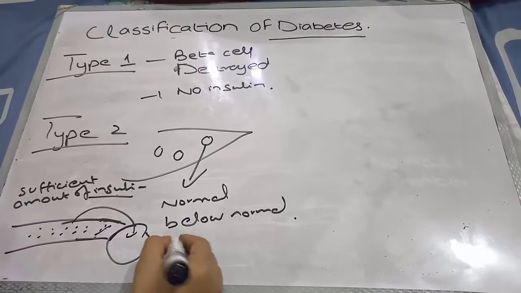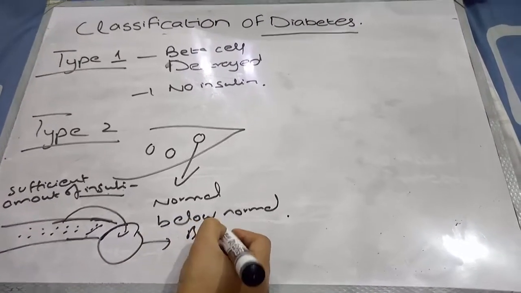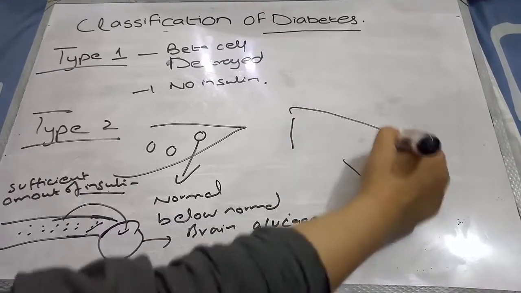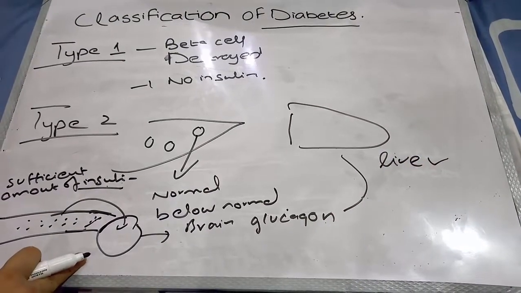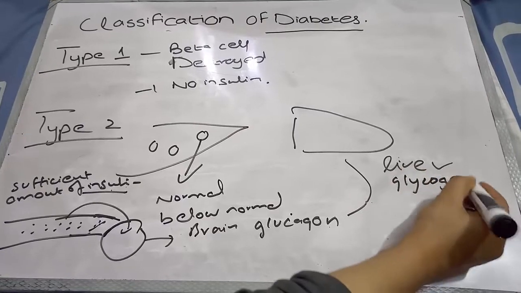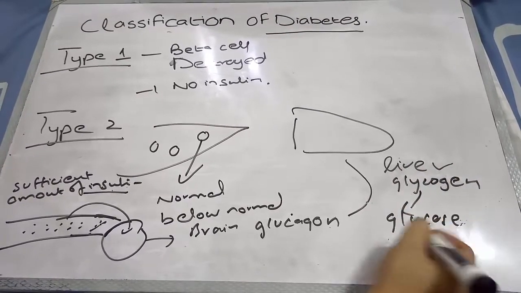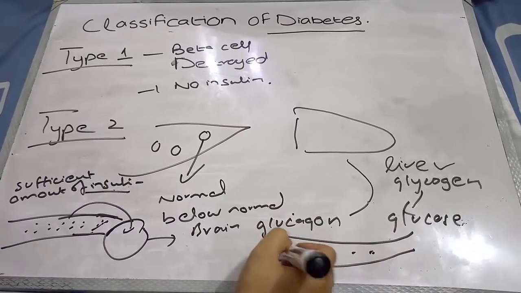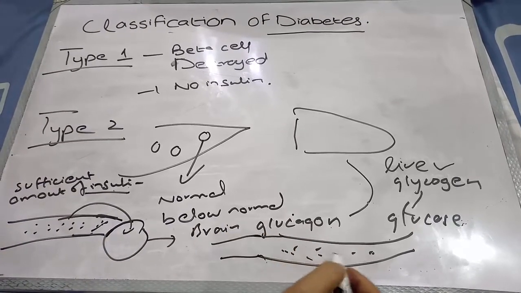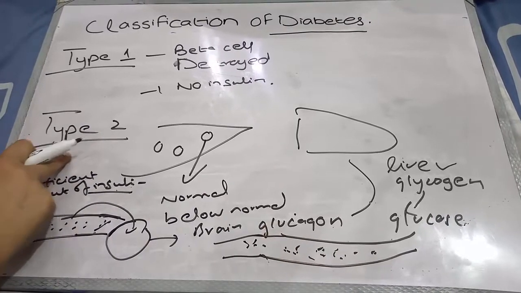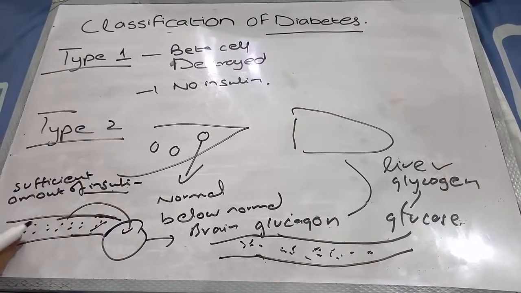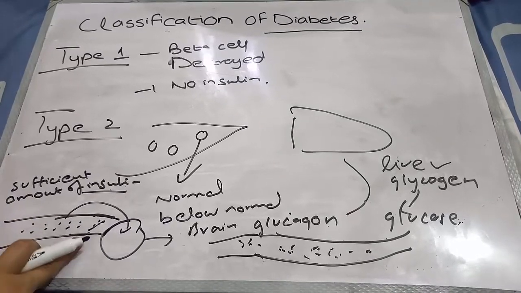As a result, the cell will give a message to the brain, and the brain will release glucagon. This glucagon will send a message to the liver that the cell is starving of energy. Please supply energy to the cell. And this liver will convert glycogen, which is a stored form of glucose, back into glucose. This glucose will again travel into the vessels, and will again not get any entry into the cell. As a result, the vessels will continuously have a high level of blood glucose. So in type 2 diabetes, we have insulin production, but cells are resistant to this insulin, as a result of which we have a persistent high level of glucose in our vessels.